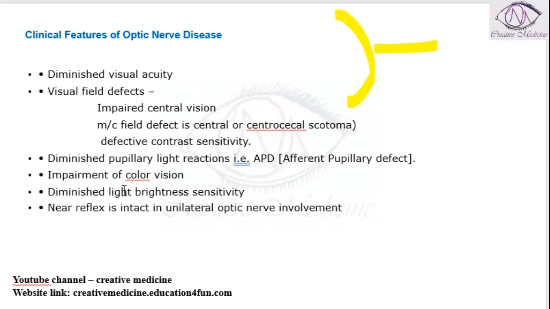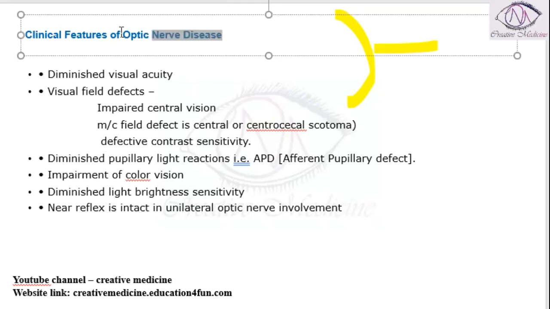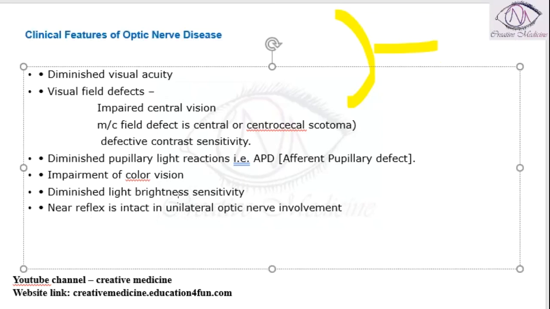There will be impaired color vision, because the retina is important for rods and cones, and the impulses should carry through the optic nerve. So there is impaired color vision, there is diminished light brightness sensitivity also, the contrast sensitivity will also be decreased, and the near reflex is intact in unilateral optic nerve involvement. So these are the clinical features of optic nerve disease.